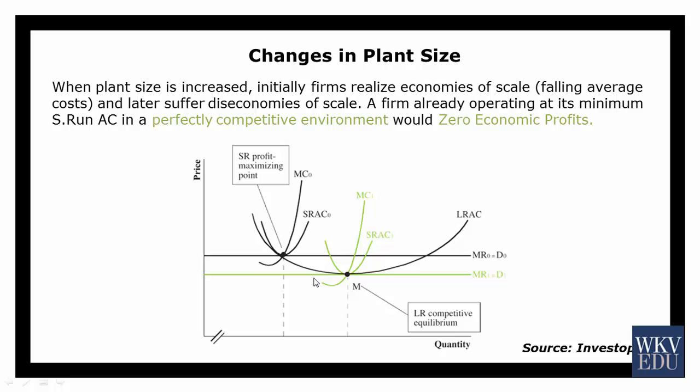The main concept, the main takeaway is, as we increase plant size, the only caveat is that if the firm is not already operating at its minimum short-term average cost, so I'll repeat the entire thing. The entire takeaway is, if a firm is not operating at its minimum short-term average cost, as it shifts to a bigger plant size, initially it realizes economies of scale, where the average costs fall, and then later suffers diseconomies of scale. If a firm already operates at a minimum short-term average cost in a perfectly competitive world, it would reap nothing but zero economic profits.